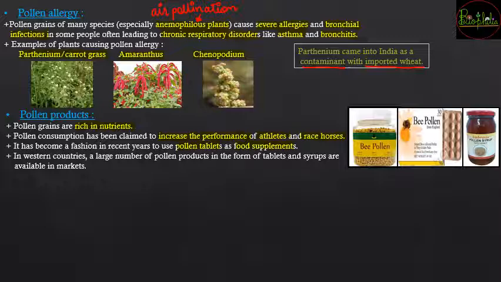right? So in Western countries many people have a habit of consuming pollen grains in form of tablets or syrups or dried pollen grains, which are easily available in the market.